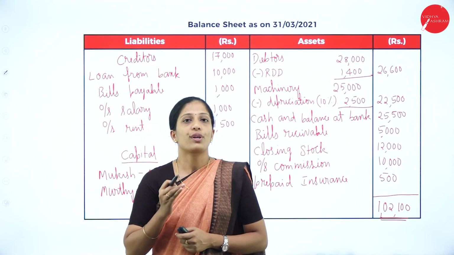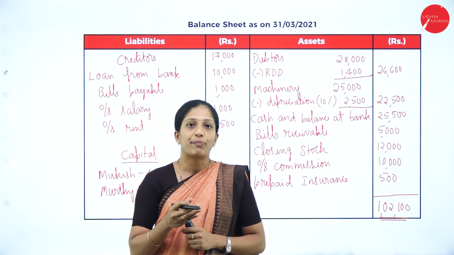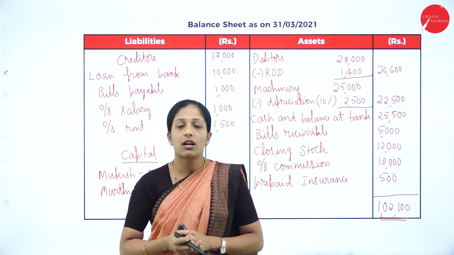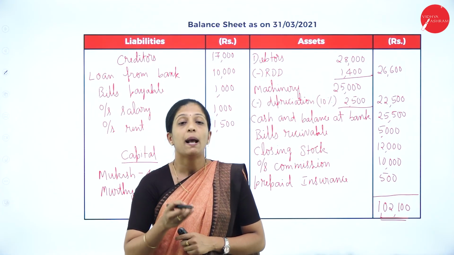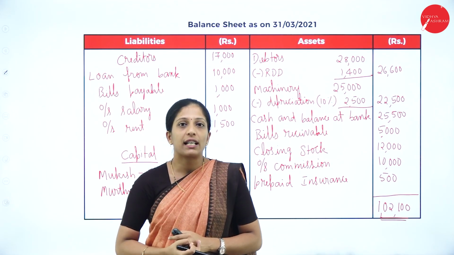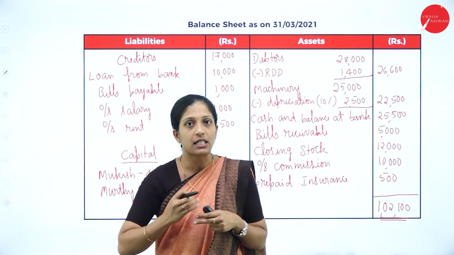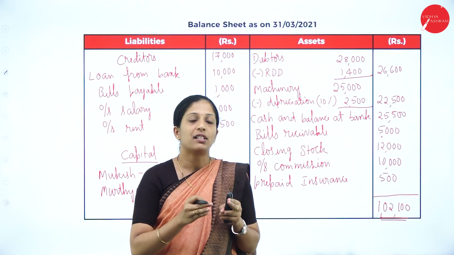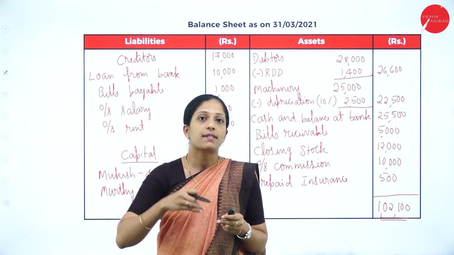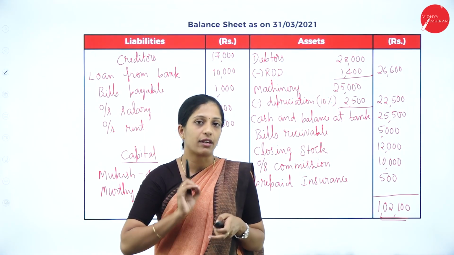So this is how you are going to prepare your 15 marks problem, where you have to prepare your trading account, profit and loss account, profit and loss appropriation account, partners capital account as well as balance sheet. So hope you are clear. That was an easy problem. You just have to remember whatever you have studied earlier. In your first PUC you have learned your trading and profit and loss account. In your second PUC you have learned your P&L appropriation account, partners capital account and balance sheet.